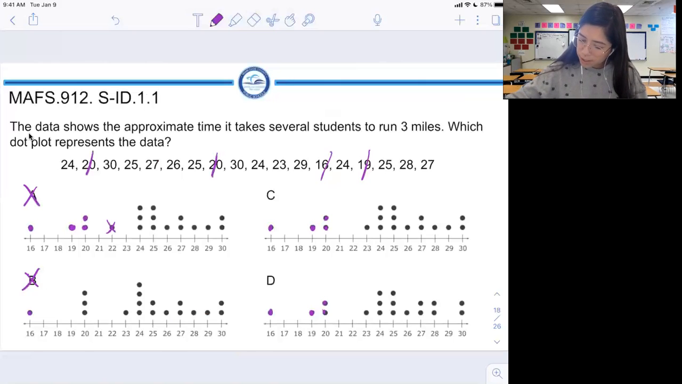What can we check between D and C? 29. Yeah, let's see if there's a 29. Is there one? It's C. Daniel, you're wrong. Yeah, there is. So it's C.